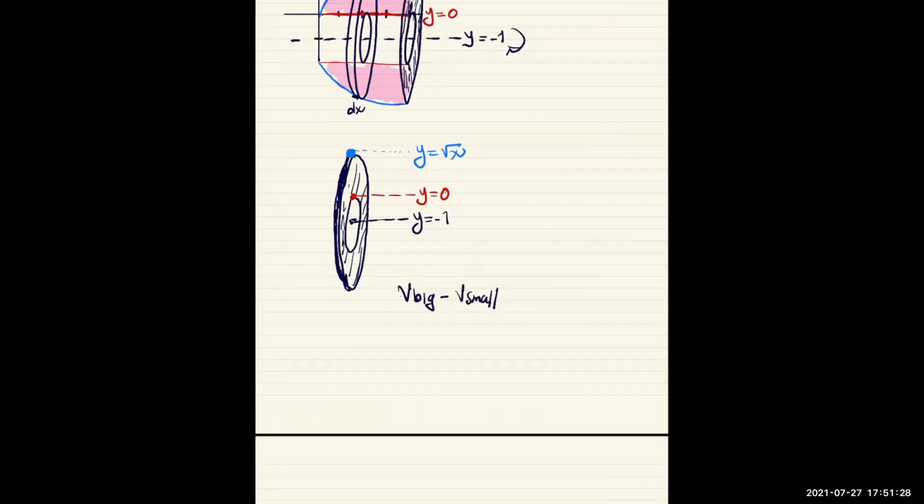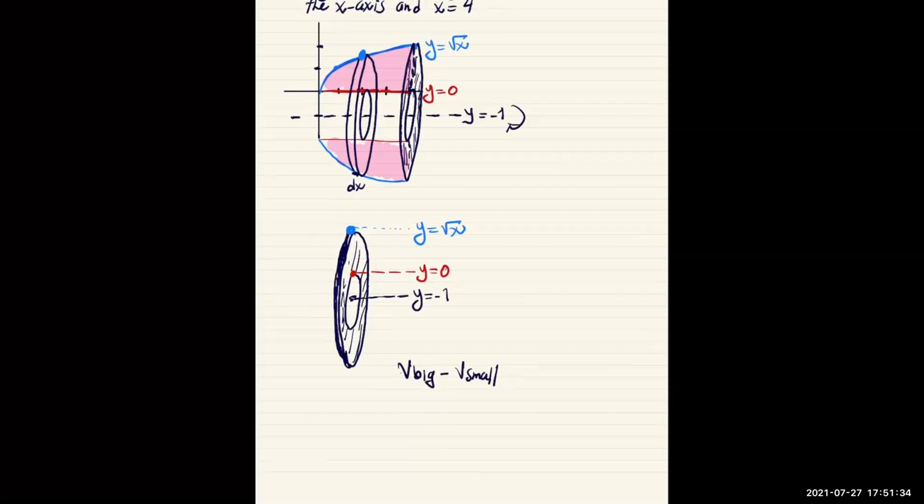To find the bigger volume, and I'm running out of time. Let's just finish tomorrow. I don't want to go over time. We'll just continue tomorrow, okay? So just think about this picture for a little bit. I don't want to burden you with more information. I'll see you tomorrow.